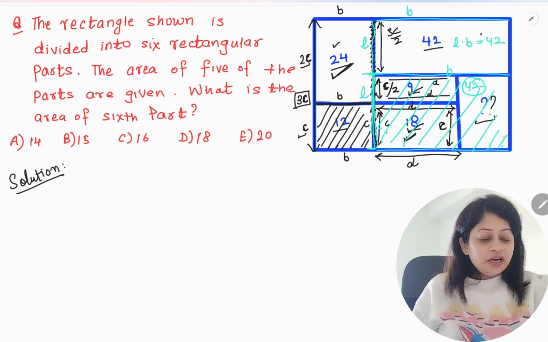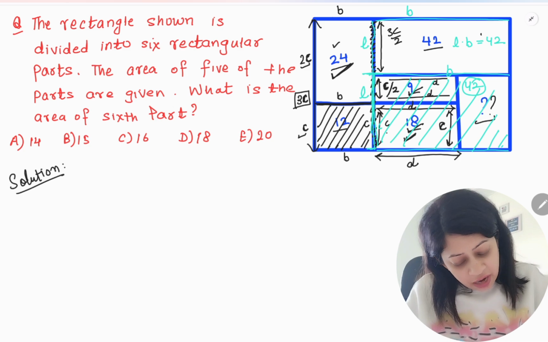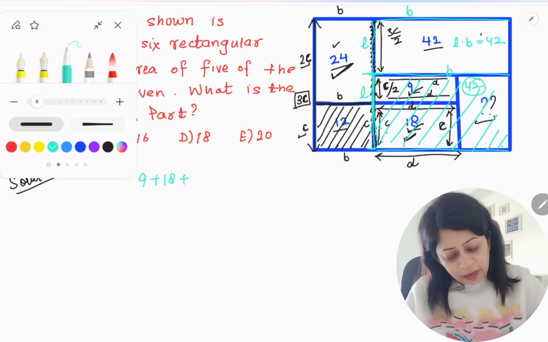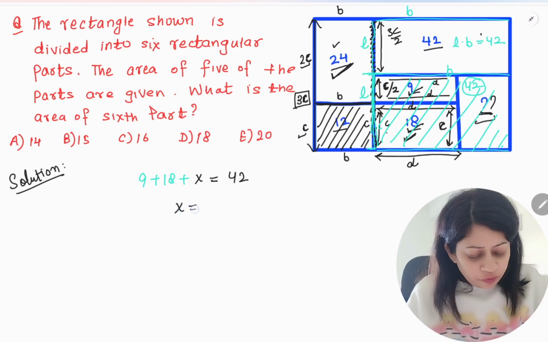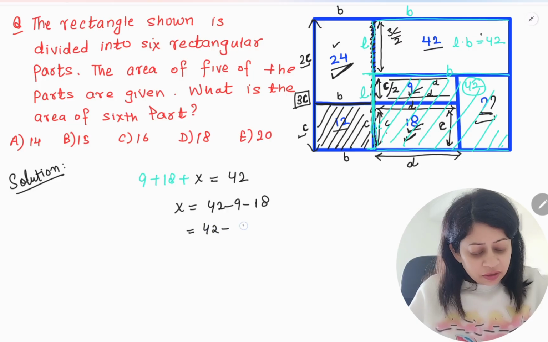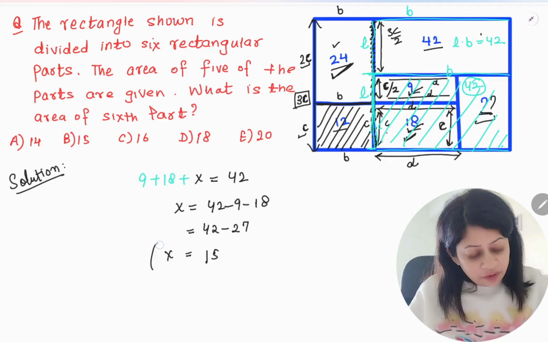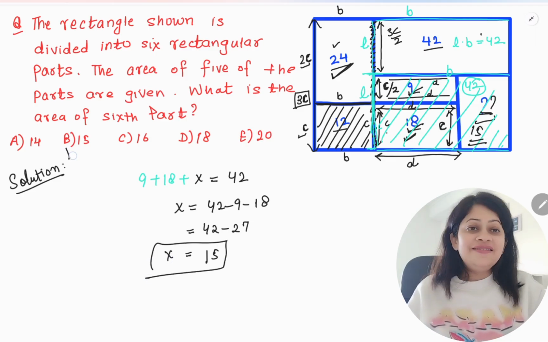If this whole area should be equal to 42, this means we have here 9 plus 18. I don't know what this part is, so I will write x. So 9 plus 18 plus x is equal to 42. So x will be equal to 42 minus 9 minus 18, right? So if you subtract, 42 minus 27, that will be equal to 15. So that means the area of this part is what? 15, right? So B is the right answer.